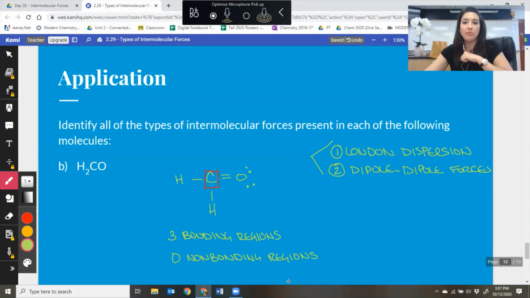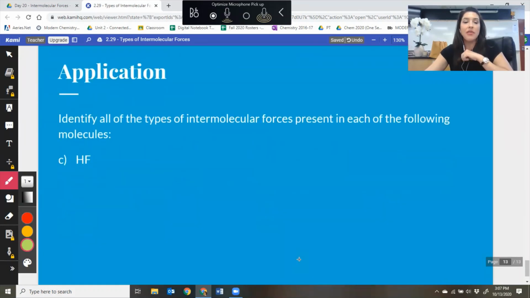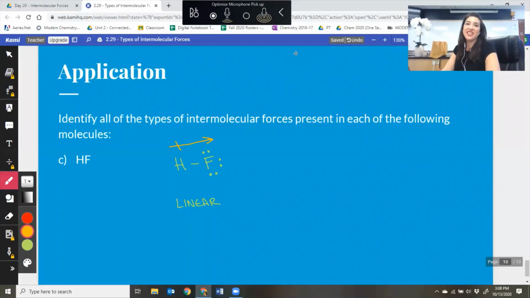Let's do one more together. Identify all the types of intermolecular forces present in the following molecule. Try to pause the video and see if you can identify all of the IMFs present. Okay, let's see how you did. So this is a really easy one because it's just a linear 2-atom molecule. You have hydrogen bonded to fluorine, which has 7 valence electrons. This forms a single bond. The overall bond dipole is the same as the molecular dipole, since there's only 1 bond in this molecule, and it's pointing towards fluorine.